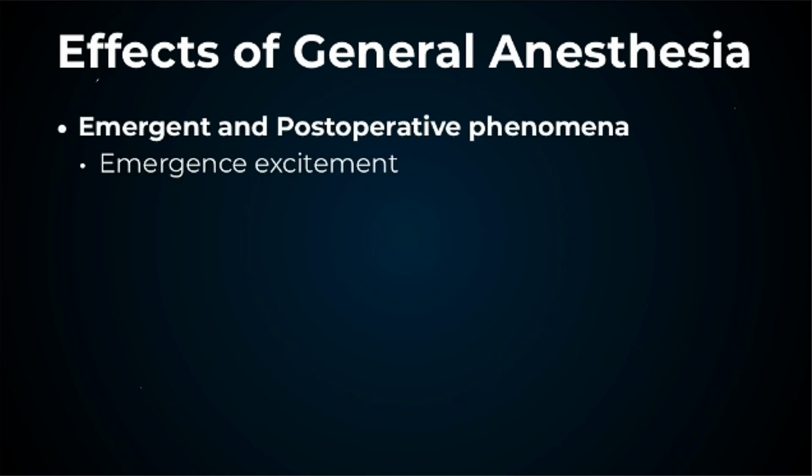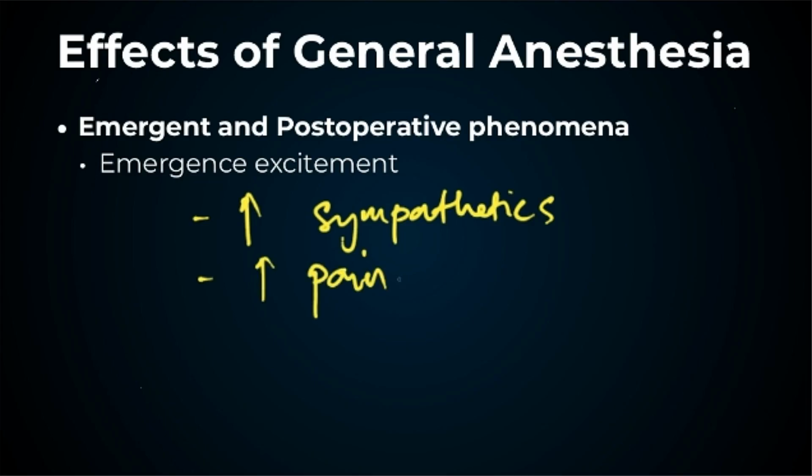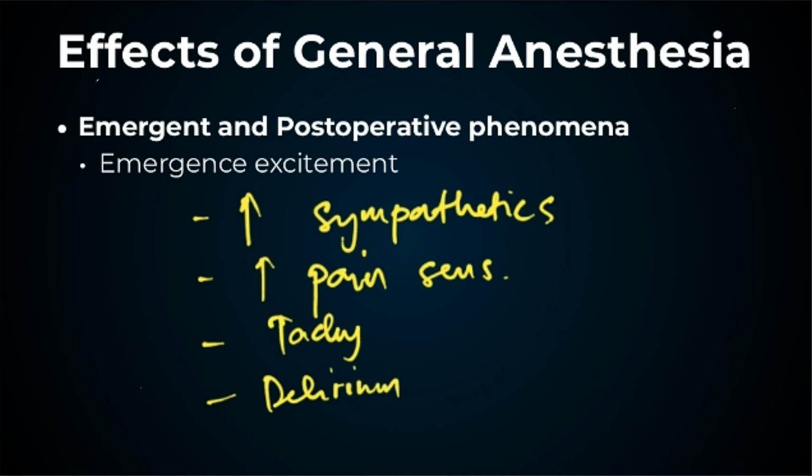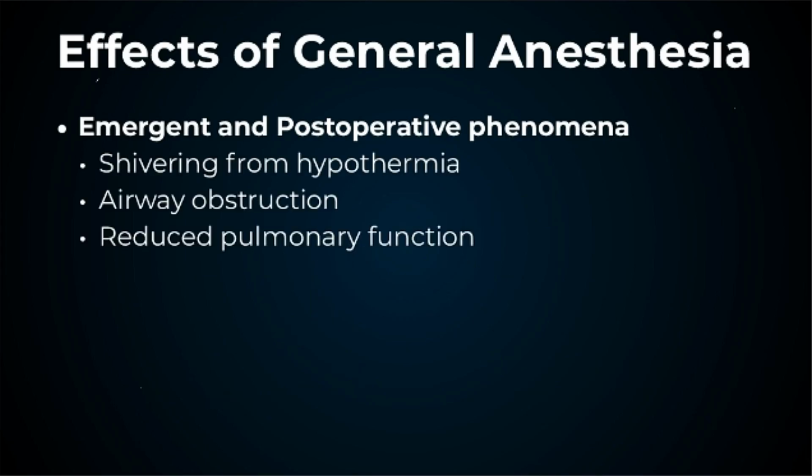Also very important is knowing the effects of general anesthesia causing emergent and post-operative complications. There is what we call the emergence excitement: the regain of central nervous system sympathetic tone, the return of pain sensation, tachycardia, restlessness, crying, moaning, thrashing. Also, the patient may experience delirium or confusion, spasticity, hyperreflexia, and Babinski signs. All of these are events that may happen when the patient comes back from the anesthetic state. Also, the patient may have shivering from the hypothermia. The patient is going to try to physiologically increase or generate heat.